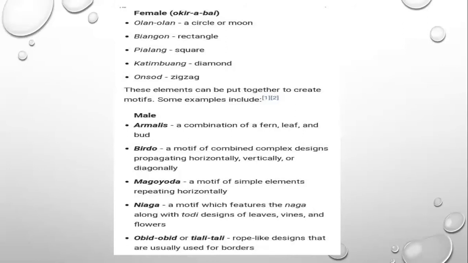Some examples include, for male: the armales, a combination of a fern, leaf, and a bud. Birdo, a motif of combined complex designs propagating horizontally, vertically, or diagonally. Magoyoda, a motif of simple elements repeating horizontally. Niaga, a motif which features the naga along with 2D design of leaves, vines, and flowers. Ubid, or tiali-tali, a rope-like design that is usually used for borders.